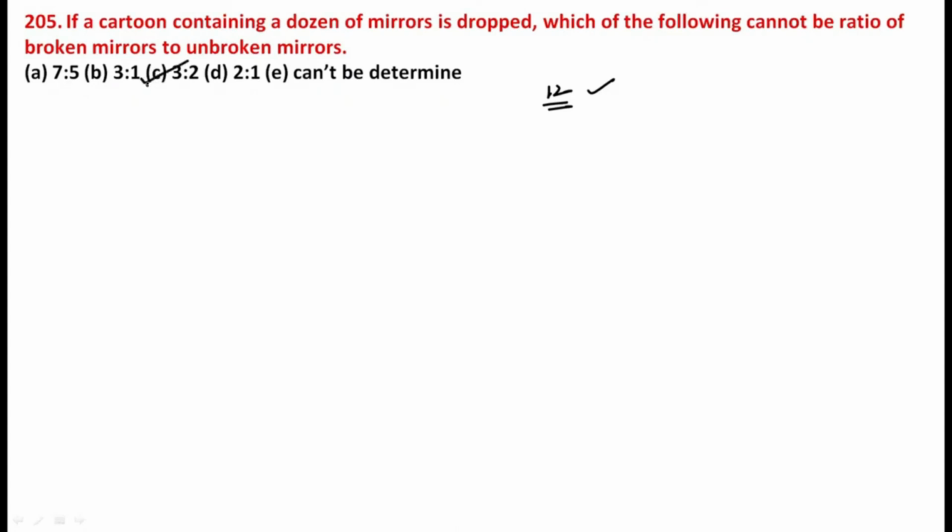But if you consider the ratio of 3 is to 2, the sum of these two numbers is exactly equal to 5. In multiples of 5, we never get 12 as a resultant. That's why, since the question asks which cannot be the ratio, definitely we can choose our option 3 is to 2. Why? Because we require 12. So whatever the ratio, the sum must always divide 12 as a multiple in the following ratios. In that way, you have to identify that.